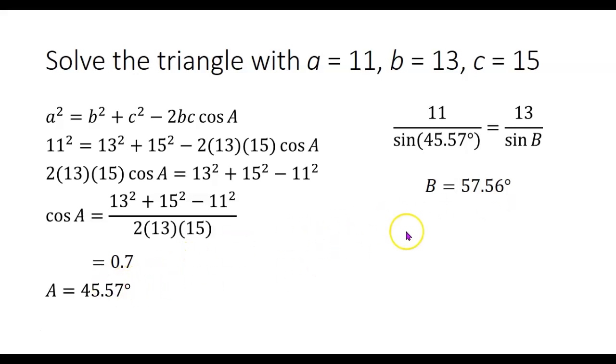And then once we have A and B, the easiest way to get angle C is 180 minus 45.57 minus 57.56, which gives us 76.87 degrees. So now we have all three angles. We started with all three sides. We have solved the triangle.